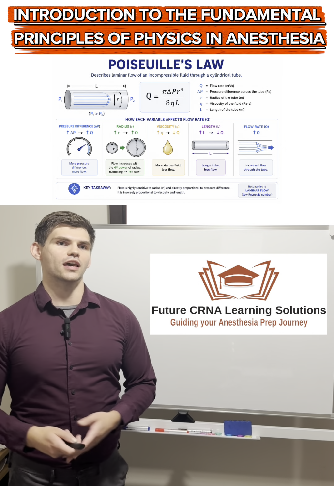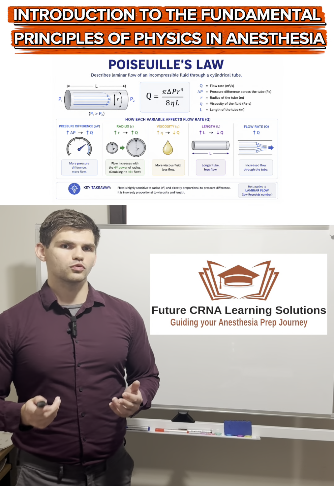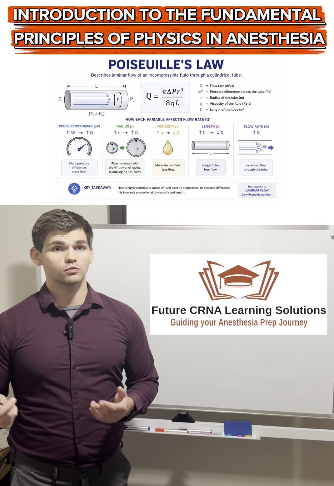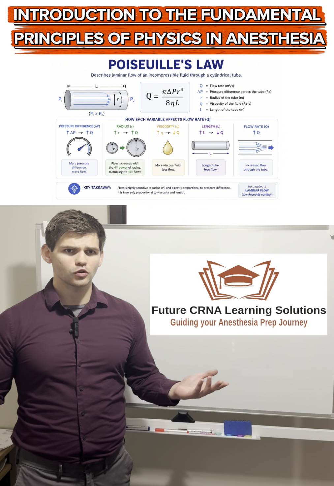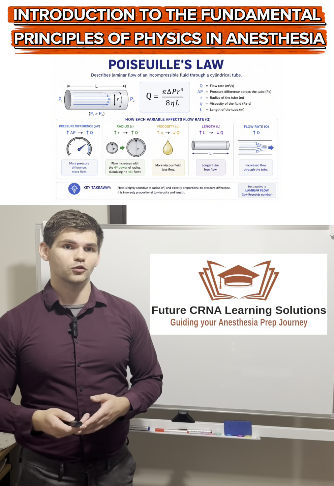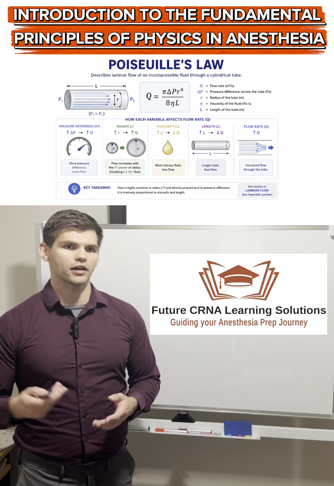Think about IV access. If a patient is rapidly hemorrhaging, would you rather have a long, narrow catheter or a short, large bore catheter? The short, large bore catheter. Why? Because flow is strongly influenced by the internal radius of the catheter as well as its length.